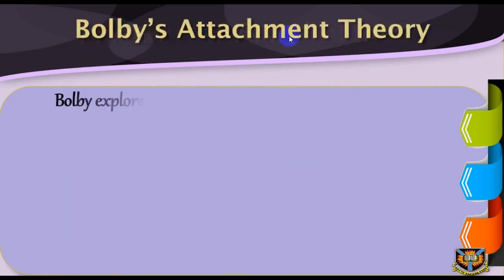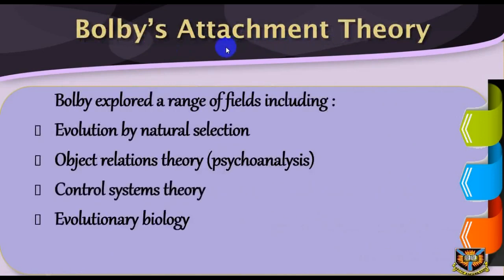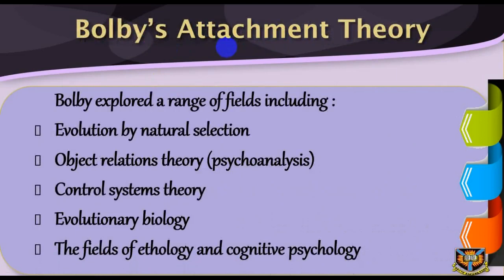Bowlby's attachment theory. Attachment theory was developed by Bowlby as a consequence of his dissatisfaction with existing theories of early relationships. He explored a range of fields including evolution by natural selection, object relations theory, psychoanalysis, control systems theory, evolutionary biology, and the fields of ethology and cognitive psychology, in order to formulate a comprehensive theory of the nature of early attachment (Cassidy, 1999). Attachment theory has become the dominant approach to understanding early social development, giving rise to a great surge of empirical research into the formation of children's close relationships (Schaffer, 2007).